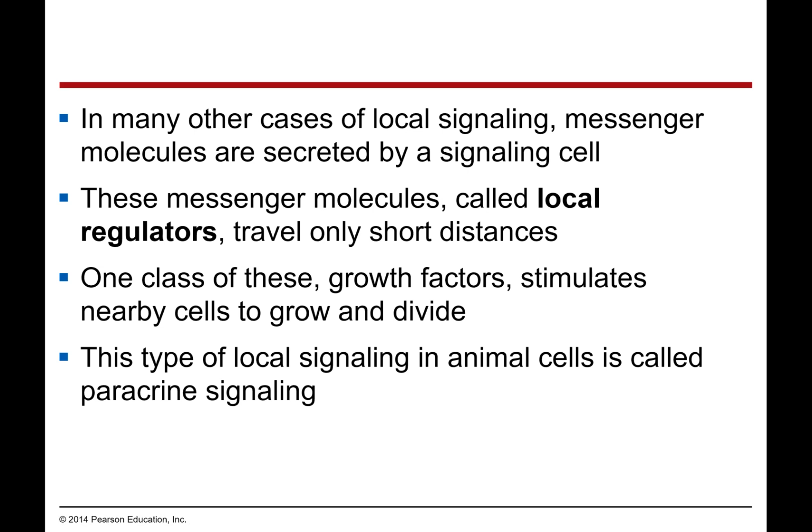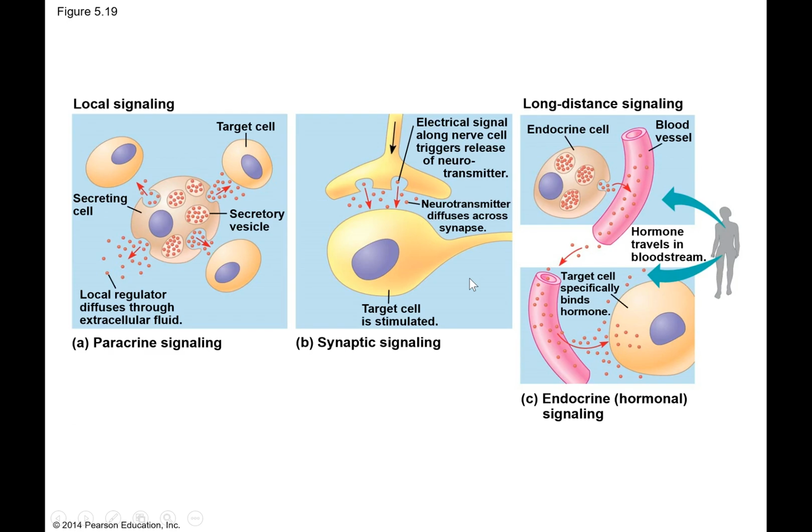Animal cells have local regulators called growth factors. Sometimes you see hormones as well. They can stimulate cell growth and division. Some cells respond to these while others don't. Some cells have the receptors for them while others don't. So here are some examples of local signaling and long distance signaling.